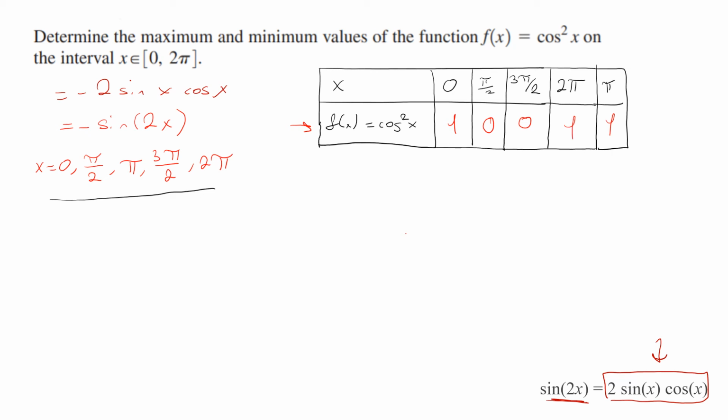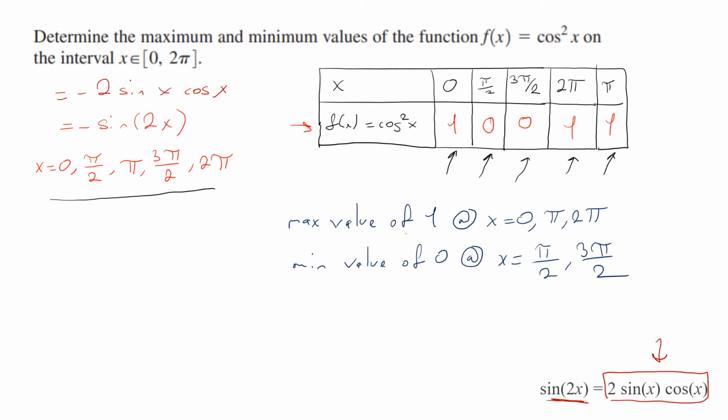So I know at points wherever it's at 1, those are my maximum values. Wherever we hit 0 is my minimum values. So now if it makes it easier, the max value of 1 is achieved at x equals 0, pi, and 2 pi, and the min value of 0 is achieved for x equals pi over 2 and 3 pi over 2.